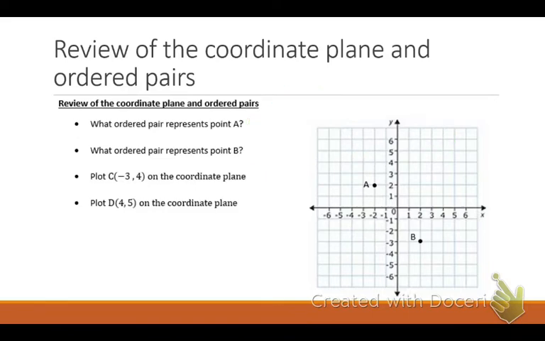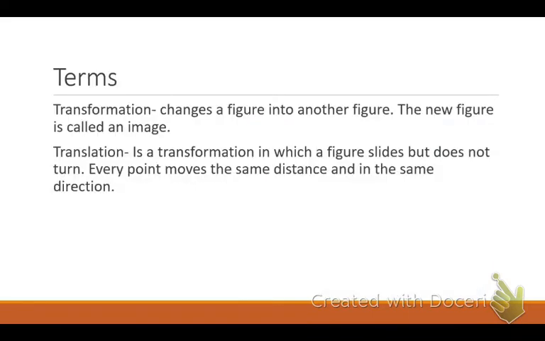All right, so let's talk about some of our terms. Like I said, the entire chapter is about transformations. So what is a transformation? Well, it changes a figure into another figure. The new figure is called an image. So there are different ways that we can transform figures on the coordinate plane. The first way that we're going to learn today is a translation. There are some key characteristics about translations that make it unique from the other types of transformations.